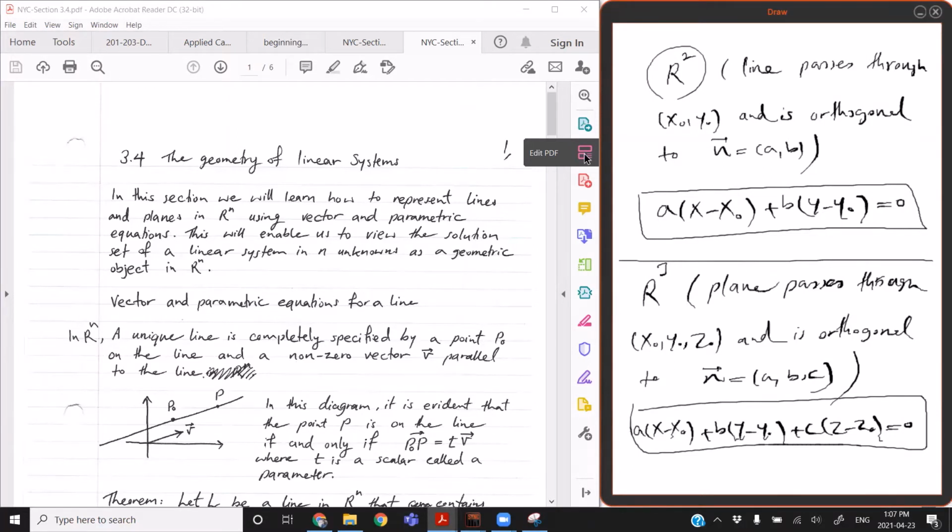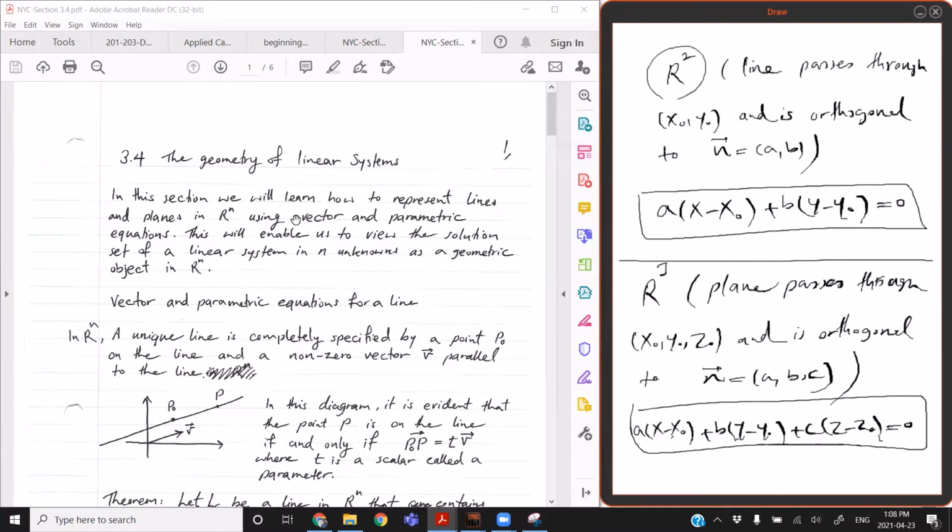Vector equations for lines and planes, or parametric equations, which are equivalent to the vector equations. They just look a little different. And this would be the topic of the class today. 3.4 is about vector and parametric equations for lines and for planes. I think I'm going to cover this lecture in 2 parts, half of it today, the next half next class. Today, I would like to talk about lines, and then next class, we talk about planes.